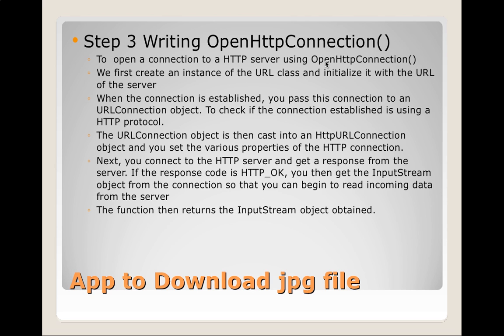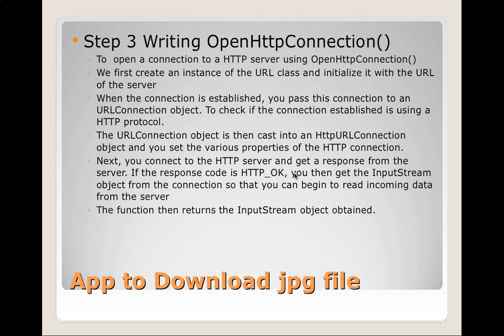You first create an instance of the URL class and you initialize it with the URL to the server. And then when the connection is established, you pass the connection to the URL connection object, and you check to see if the connection is established by using the HTTP protocol, just to check to see if we're successful. And then the URL connection object is cast into the HttpURLConnection object, and various different properties can be set. You can actually check to see, is the connection secure? Is the connection open? Certain things about it. Next, you can connect to the HTTP server and get a response from the server.